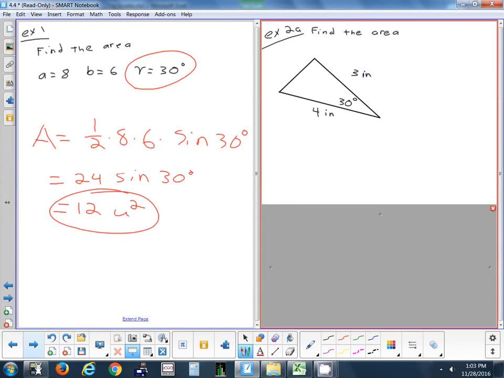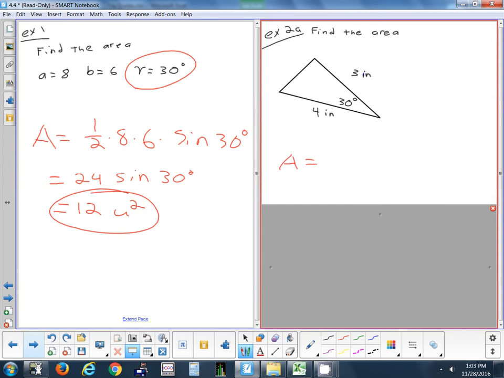Okay, so anyone think they can just set up the formula to find the area here? And the next one, we're not going to use 30 again. I'm just using 30 because it'll give you a nice answer. But I'll do a messier answer in a second.